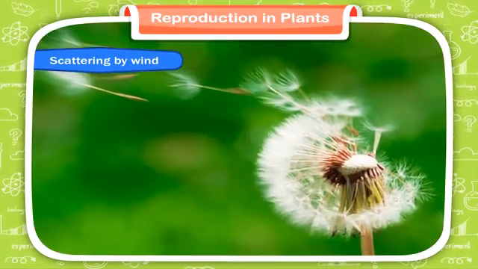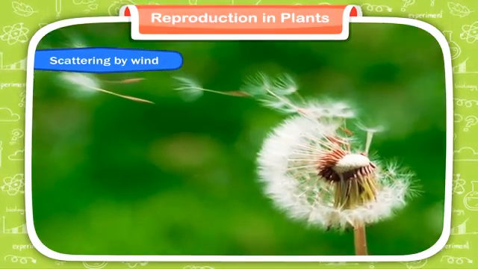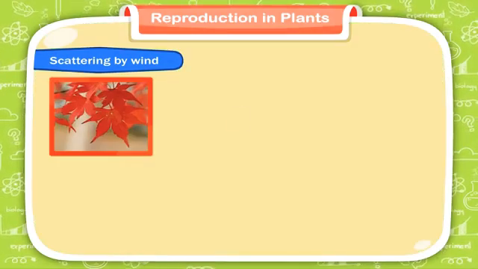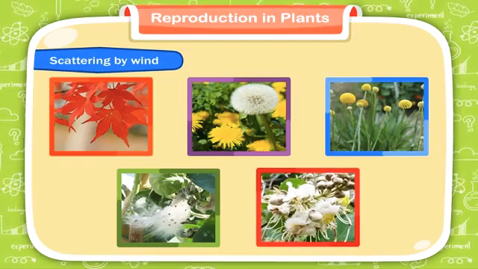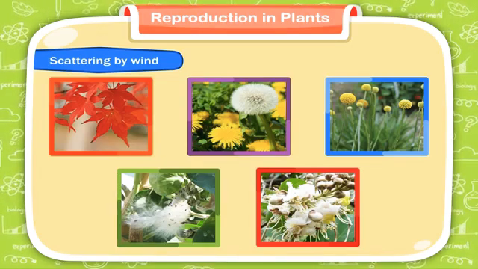Scattering by wind. Some seeds have long and fine hair on them. Seeds like maple, dandelion, drumstick, madar, and hiptage have wings or tufts of hair on them. These hair or wings help them to float in the wind.